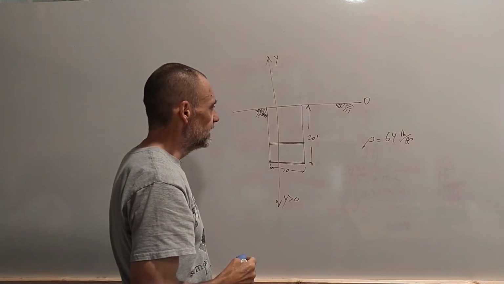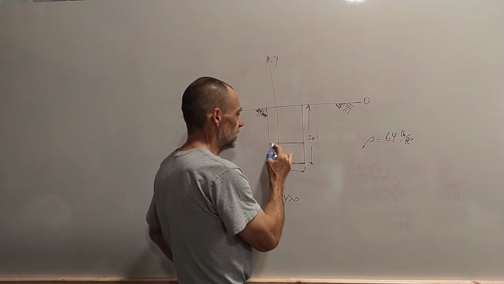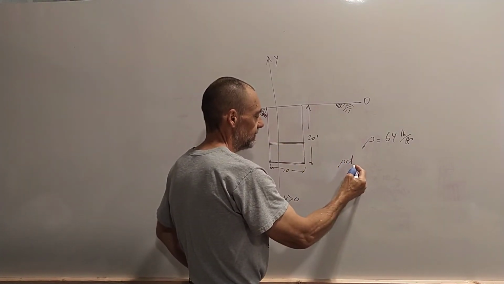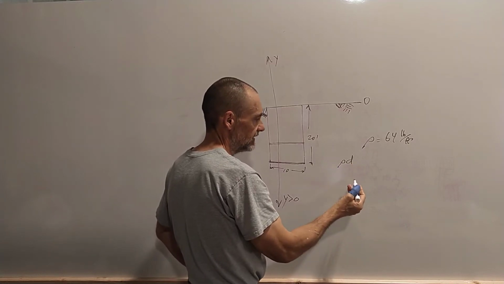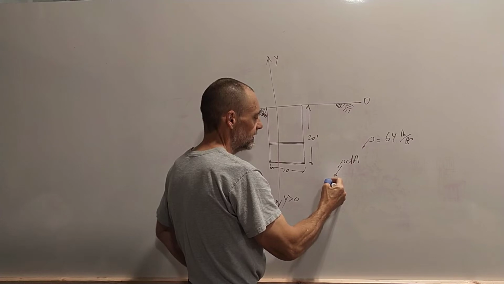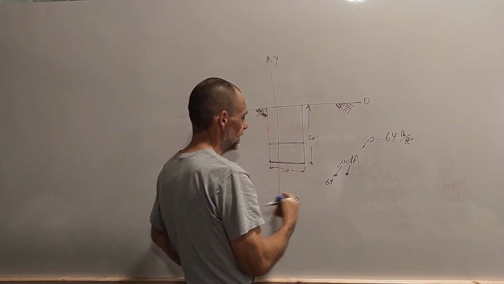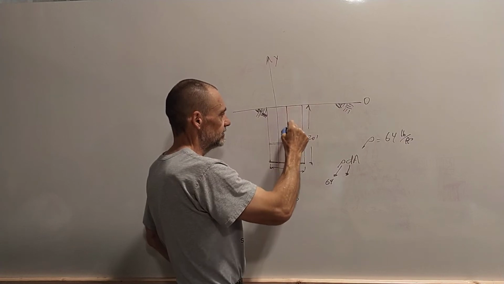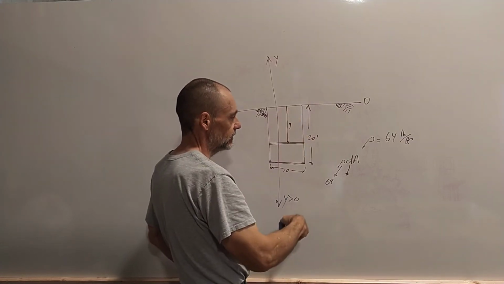Okay, so in order to get the force on this rectangle, we need rho times depth, times the area, right? Rho we've got, that's going to be 64. Depth, in this case, the way I have my axis set up, notice that the depth of the rectangle here is just y, right?